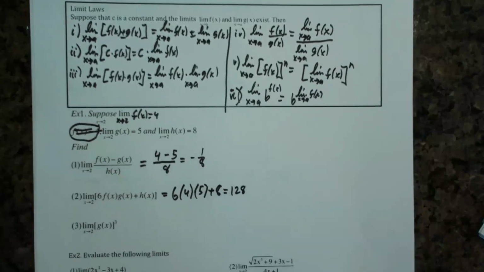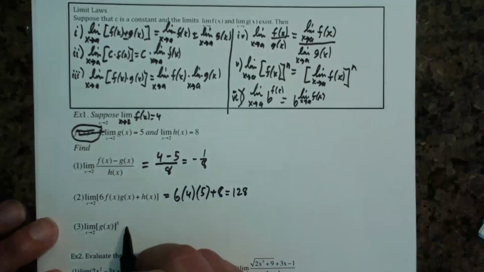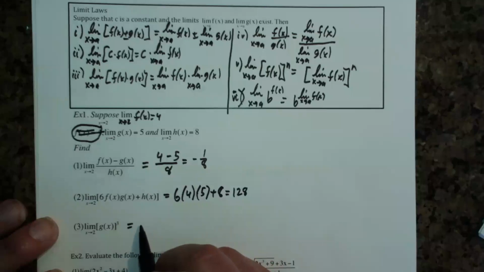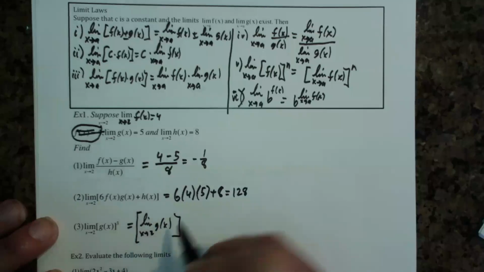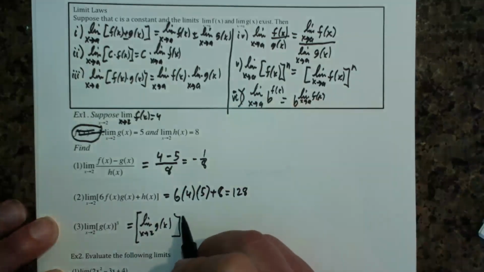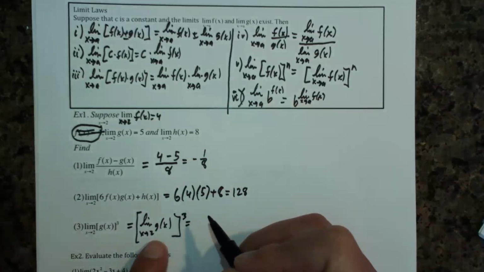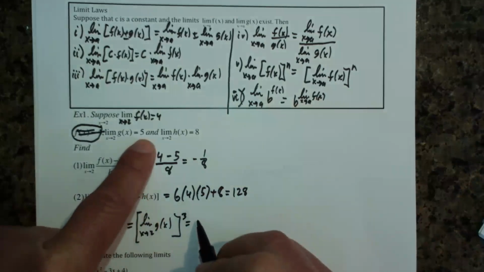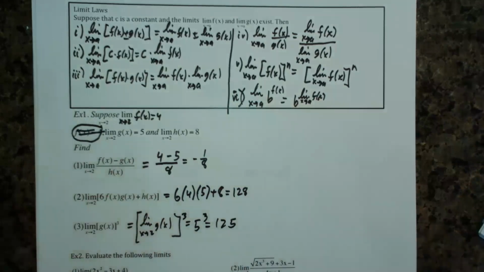And for number 3, this becomes the limit as x approaches 2 of g of x, using our fifth rule up here, to the third power. And that limit is right here. That's 5 to the third power, which is 125. So on to bigger and better.